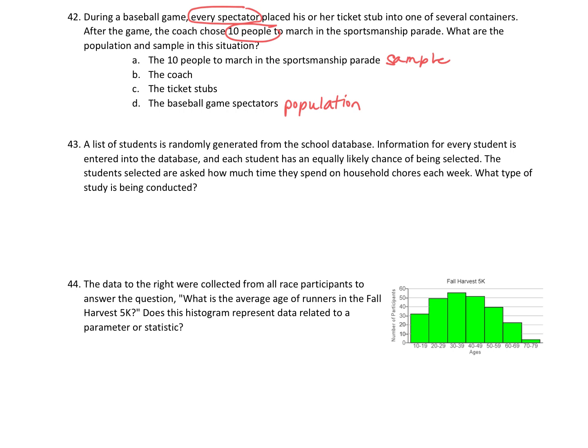All right, number 43. A list of students is randomly generated from the school database. Information for every student is entered into the database, and each student has an equally likely chance of being selected. The students selected are asked how much time they spend on household chores each week. What type of study is being conducted? So just a reminder, we have three types of studies.